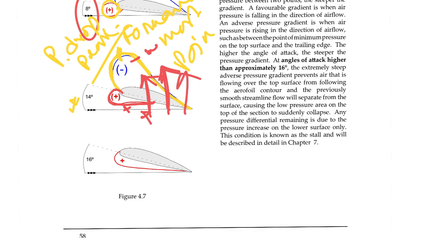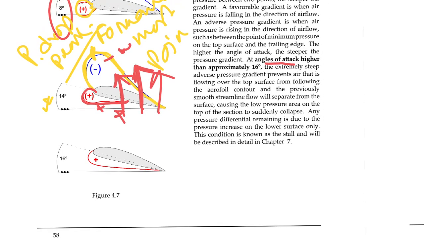Okay, but what happens at angle of attack higher than approximately 16 degree? Let's say this is 16, or let's say approximately higher than 16. The extremely steep adverse pressure gradient prevents air that is flowing over the top surface from following the aerofoil contour, and the previously smooth streamline will now separate.